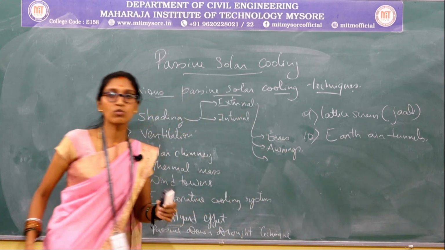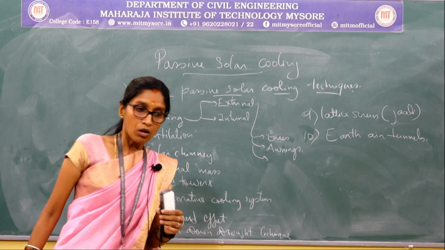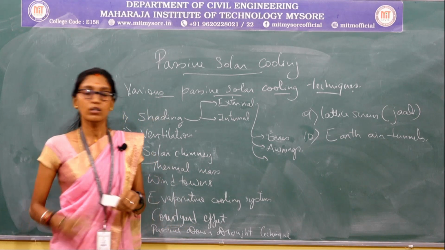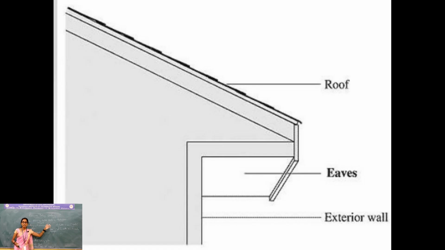So the next one is eavings. What is the function of it? You can see the image that is popping out at the left side of me, how it looks and how these radiations are being prevented from getting in. So the eavings, what is the function of it?